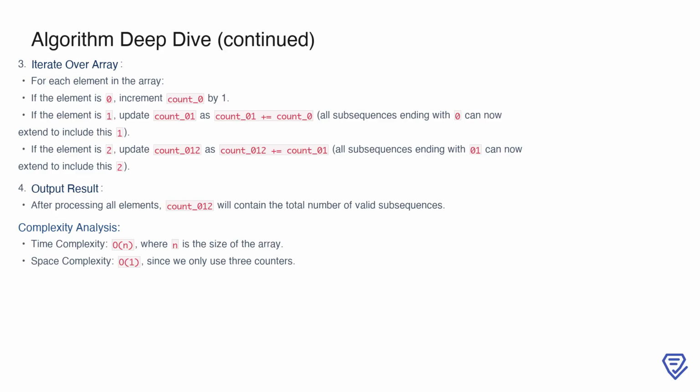By the time we finish iterating through the array, count_012 will hold the total number of valid subsequences that meet the problem's criteria. This approach is highly efficient, with a time complexity of O(n), since we make a single pass through the array. Additionally, the space complexity is constant, O(1), as we only use 3 counters to track our state variables.